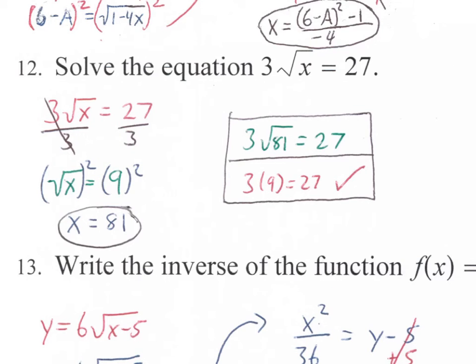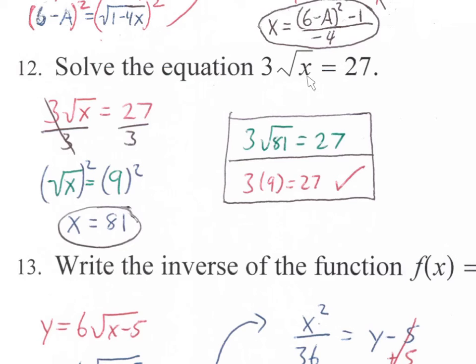Let's solve number 12 for x. It's a little bit easier one. So I first have to get rid of this 3. Before I get rid of that square root, I first have to get rid of the 3. It's multiplied on, so I divide it off. Boom. Then, to get rid of the square root, you square, and you get 81. X is 81. Done. Let's check it, though.